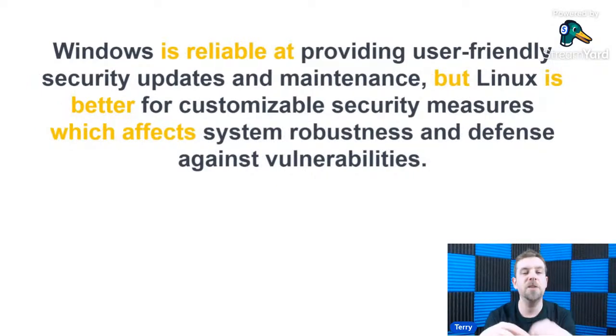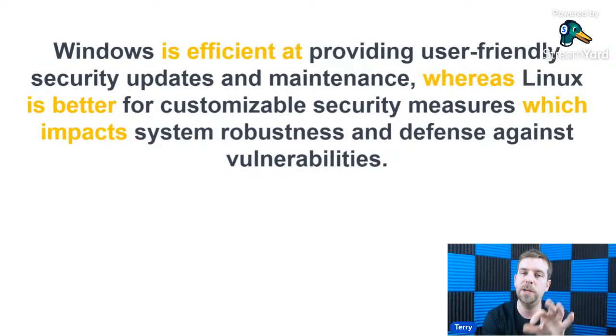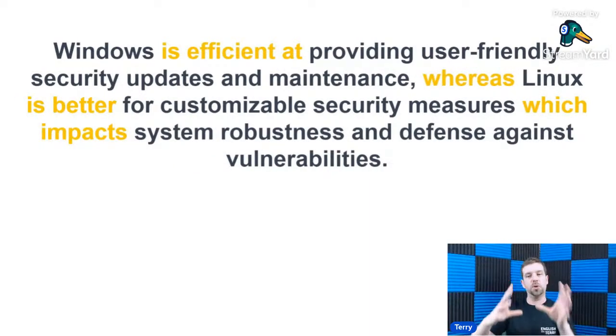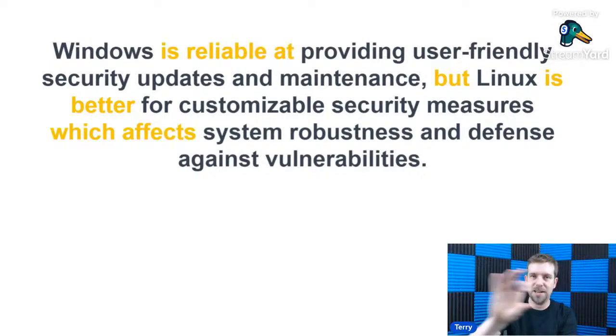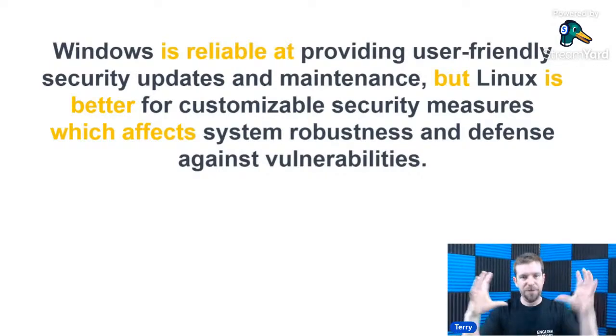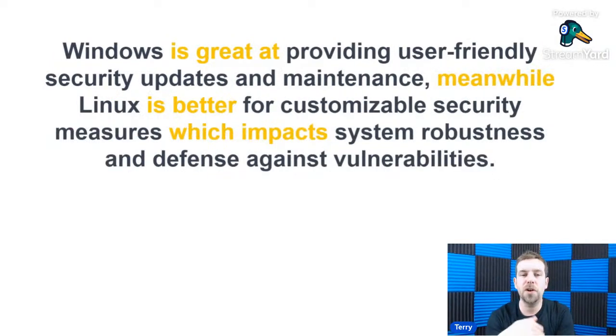So if we look at the same example, same idea, and we just change it a little bit to show you the different answers you can have here. So Windows is reliable at providing user-friendly security updates and maintenance, but Linux is better for customizable security features, which affects system robustness. So in building your answer, you do have a lot of small options just to build this sequence of sentences to give you a clear, definitive answer, right? So again, just variations. Windows is great at, meanwhile, Linux is better, which impacts, okay?